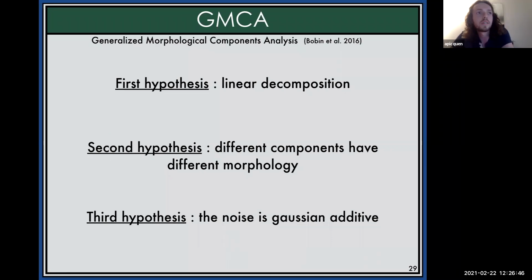So it's very interesting to note the three hypotheses that are needed for a correct use of GMCA. The first one is the linear decomposition. The second one is the fact that we need the different components to have different morphology, in order for the wavelet to be consistent and interesting. And the third hypothesis is that the noise is Gaussian additive.